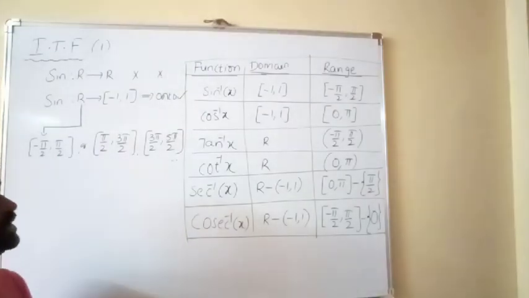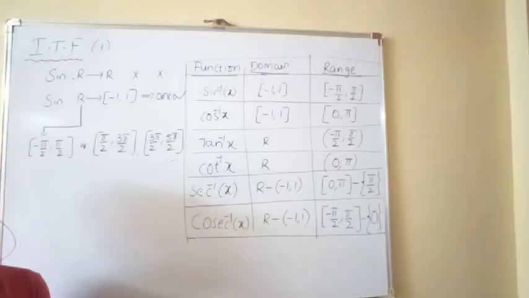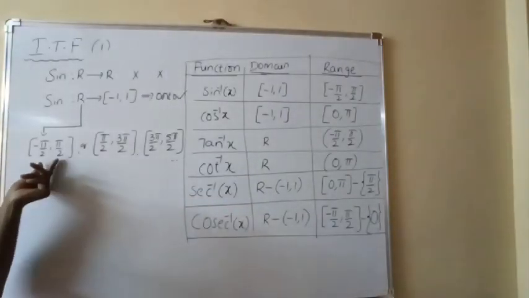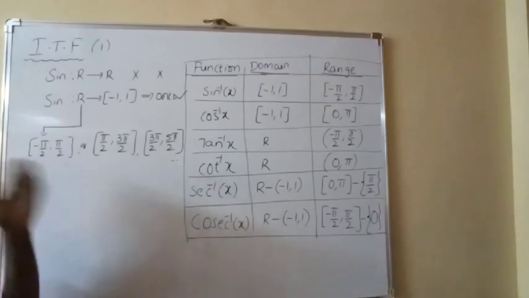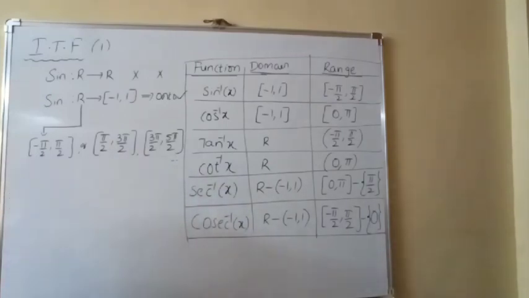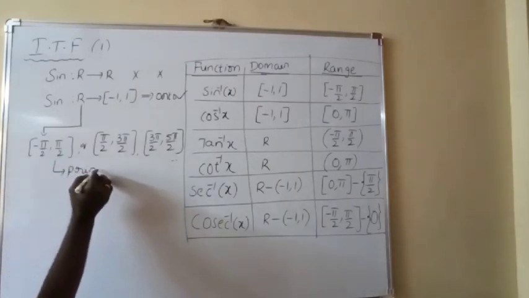But among these intervals, which interval contains numerically least values? Numerically least values: the closed interval minus pi by 2 comma pi by 2. When compared to all other intervals, this interval contains numerically least values. So that's why this interval is called the principal interval.